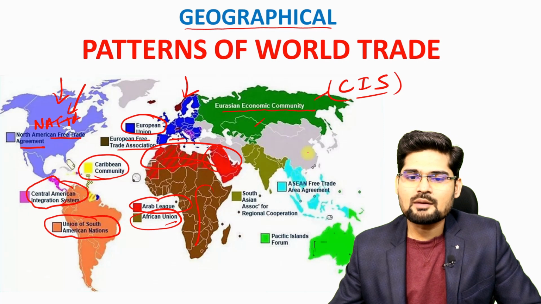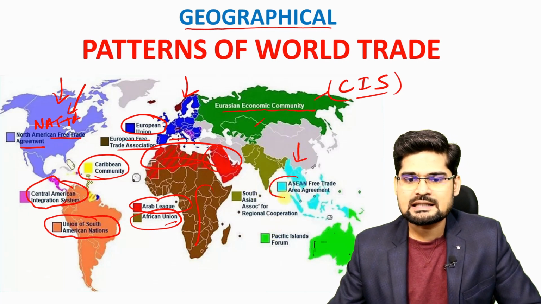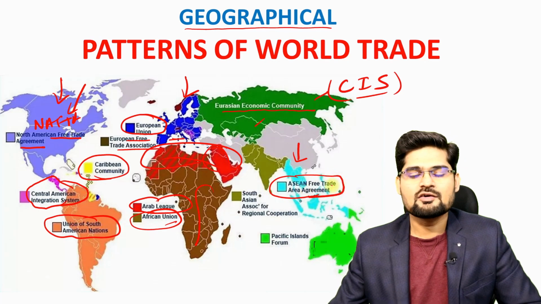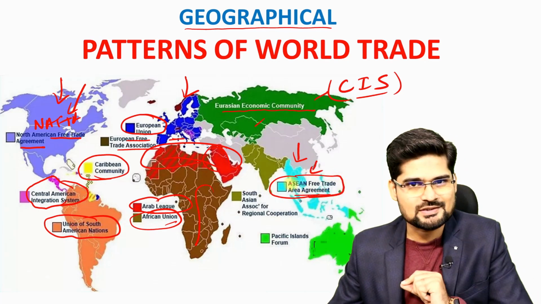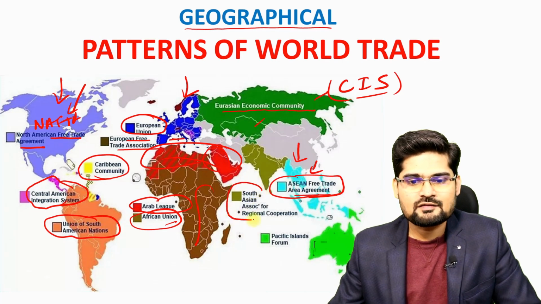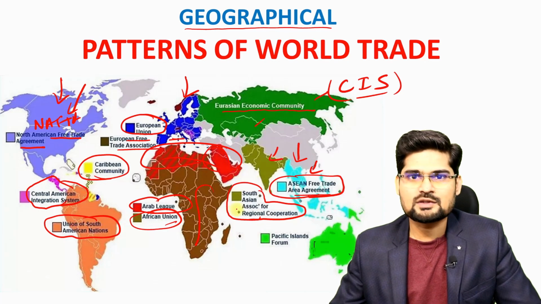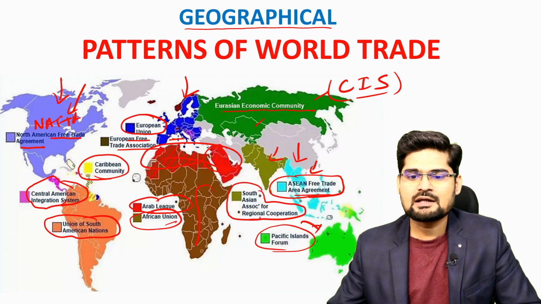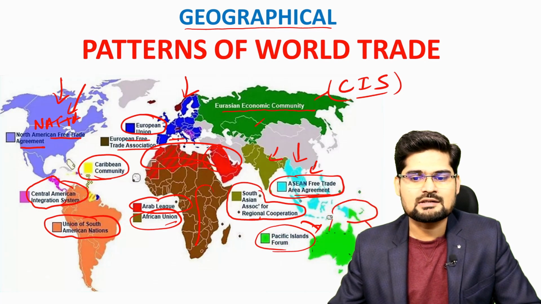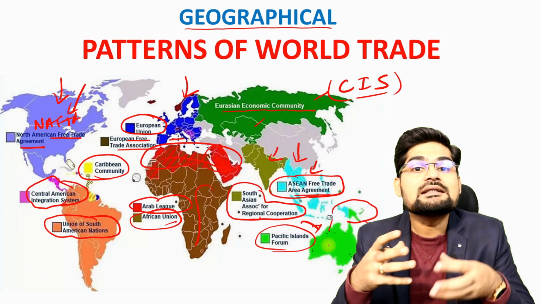Then if you come to the Asia and Southeast Asia section, the most famous one is ASEAN, the Association of Southeast Asian Nations, the Free Trade Agreement Area. And then we have SAARC, the South Asian Association for Regional Cooperation, where India is one of the biggest contributors. And then we have the Pacific Island Forum, right, for the Australia and Oceania region, right? So these are the major areas of the world which handle trade.